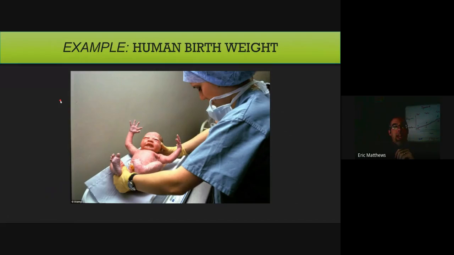One of the examples that they really like to go with is human birth weight. If the baby's too small, it's not formed, there's a problem. If the baby's too big, it can't be born, there's a problem.